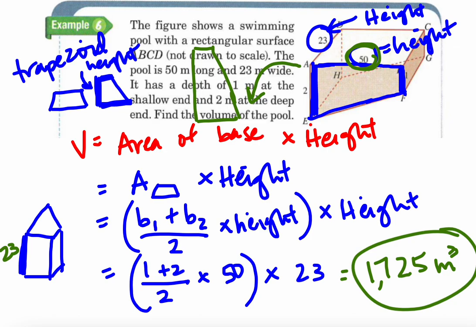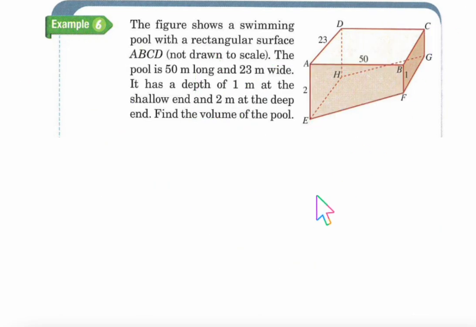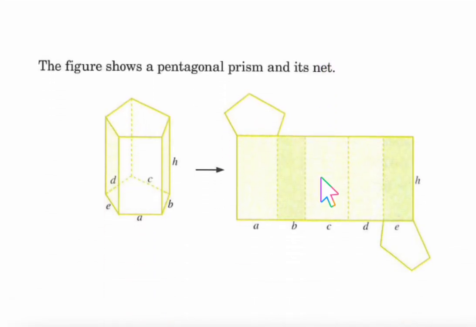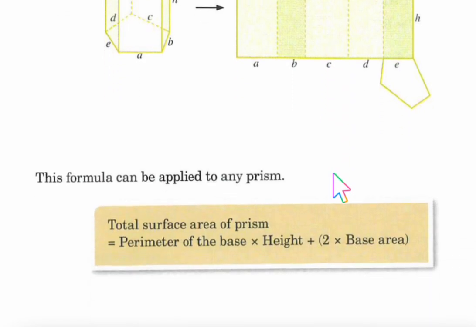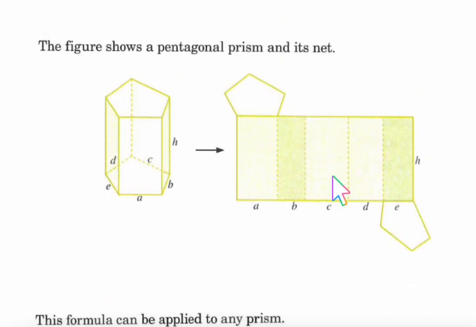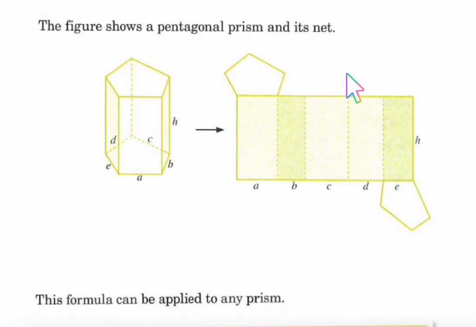So just like before, it doesn't matter what the shape of the base is, you just gotta figure out its area, take that answer, multiply by the height of the entire prism. And that'll just change based on the shape of the face. Okay, now let's talk about surface area. Surface area, as you recall, is the area outside of a prism.